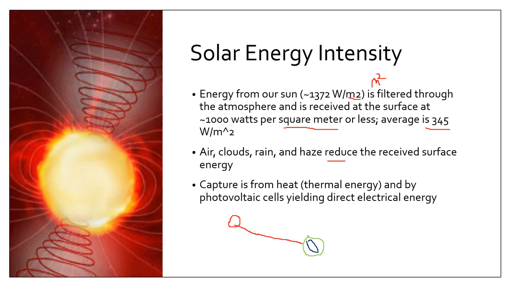Capture is from heat, so heat again is your thermal energy, and we also use photovoltaic cells. These are for yielding direct electrical energy. So this is nothing but the solar panel. We're going to capture the sun's energy in the solar panel, and then we will generate electricity. This is a conversion of the sun's energy into electric energy by using the cells.